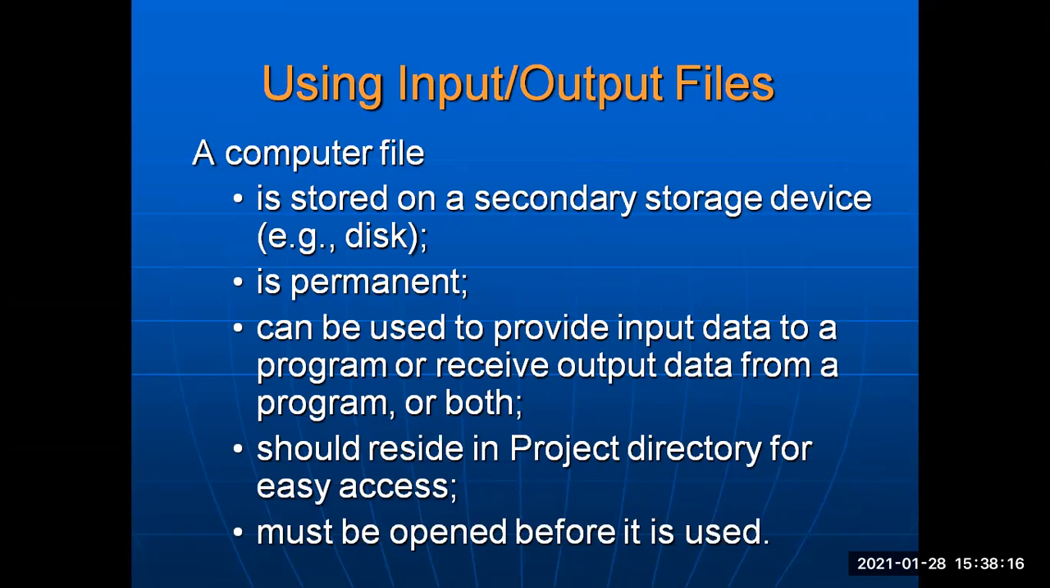Basically, what is meant by a computer file? A computer file is nothing but data stored on a secondary device, for example a disk. Once data is stored on the disk, it is permanent as long as you yourself delete the data. These files can be used to provide input data to a program or receive the output data from your program.